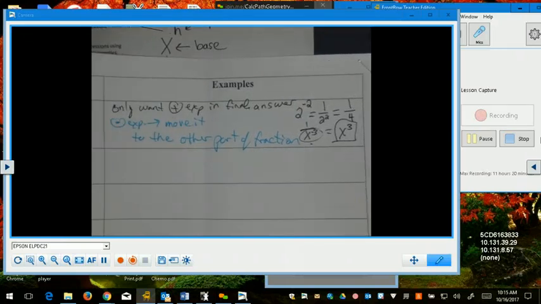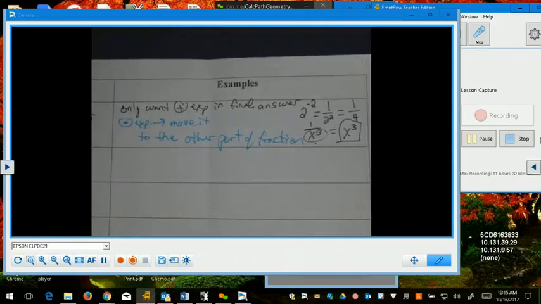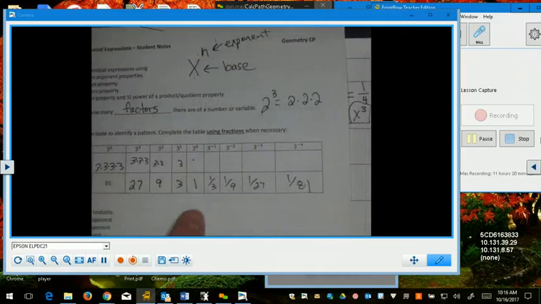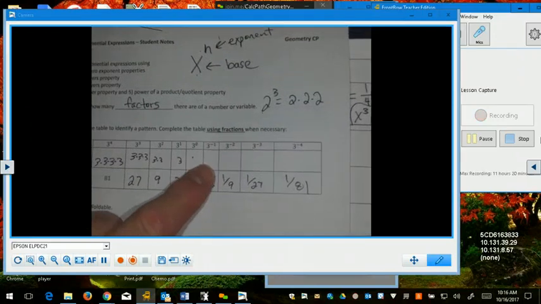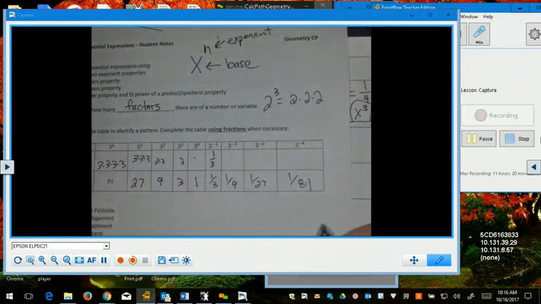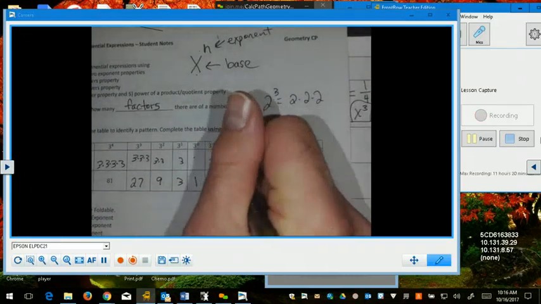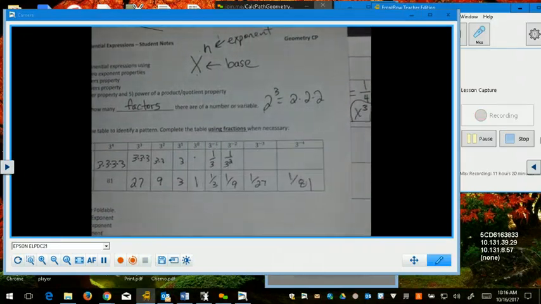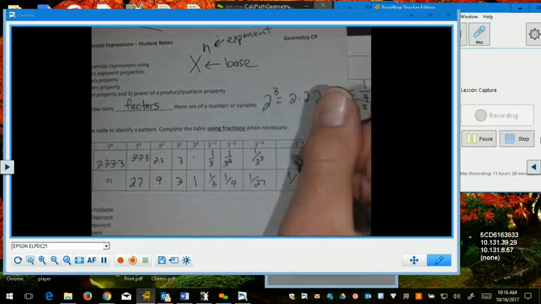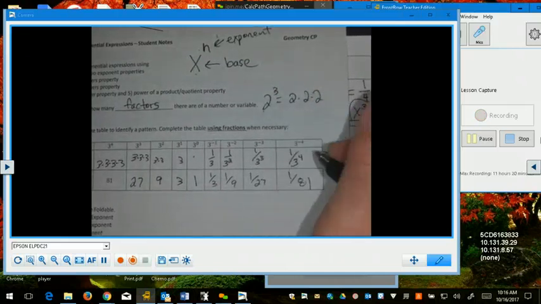So going back to our other sheet, we have a couple problems. We have to finish up some rules on this, but let's go back to that table. This 3 to the negative first is actually 1 over 3. 3 to the negative second is 1 over 3 squared. 3 to the negative third is 1 over 3 cubed, and 3 to the negative fourth is 1 over 3 to the fourth.